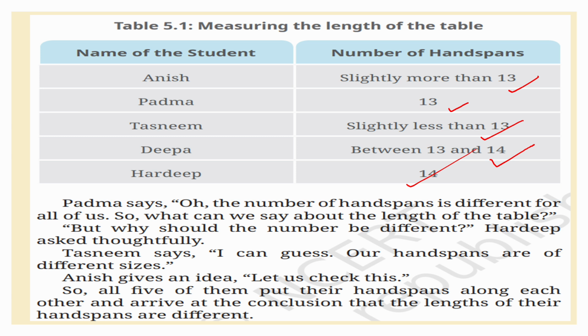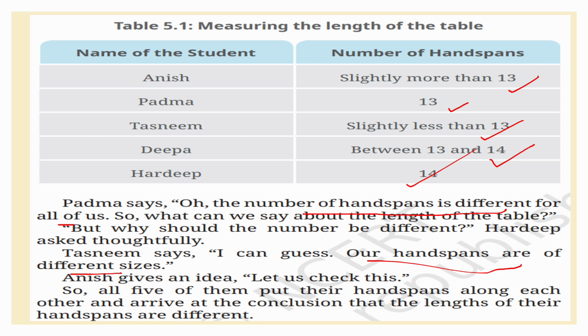Padma says, oh, the number of handspans is different for all of us. So what can we say about the length of the table? But why should the number be different? Hardeep asked thoughtfully. Tasneem says, I can guess. Our handspans are of different sizes. Handspan is the distance between the tip of the thumb and the little finger, so it is different for different people.